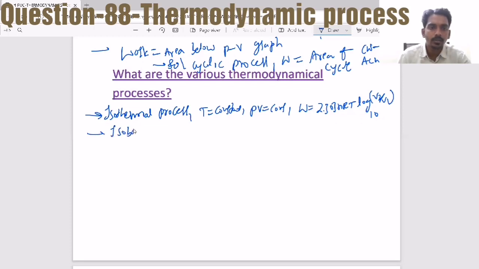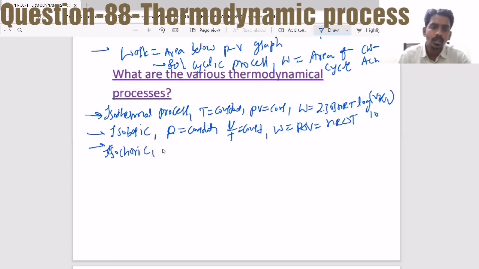The next one is the isobaric process. Isobaric process means pressure is constant. As pressure is constant, V by T equals constant and work done equals P delta V, or else nR delta T. Now comes the isochoric process. Isochoric process means volume is constant, which means P by T equals constant. So here the work done is 0 because delta V is 0.